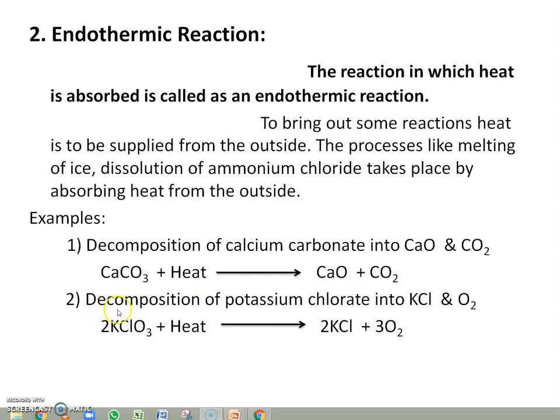Second example, decomposition of potassium chlorate into potassium chloride and oxygen. When potassium chlorate is strongly heated in the presence of a catalyst like manganese dioxide, it forms potassium chloride and oxygen. These two examples and many more are examples of endothermic reactions. In these reactions, we have to supply heat from the outside to carry out the chemical reaction, and that's why such reactions are termed endothermic reactions.